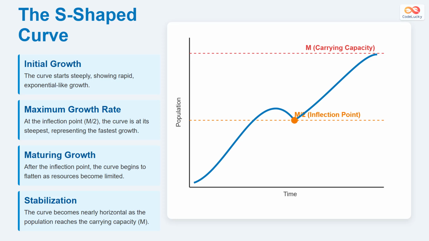When you plot population size over time using the logistic model, you get a distinct S-shaped curve. It starts with a period of slow growth, followed by rapid acceleration. The curve is steepest at the halfway point, which is the inflection point. After this, growth begins to slow down, and finally, the curve flattens out as the population stabilizes at the carrying capacity.